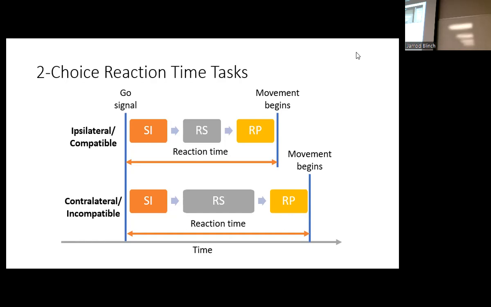Stimulus identification doesn't really change. Your brain's saying, oh, left, right, it's equally good at detecting those things. And then pressing left or right, pretty equally good at that as well. So when we see a change in reaction time, we are assuming it's due to the duration of response selection.